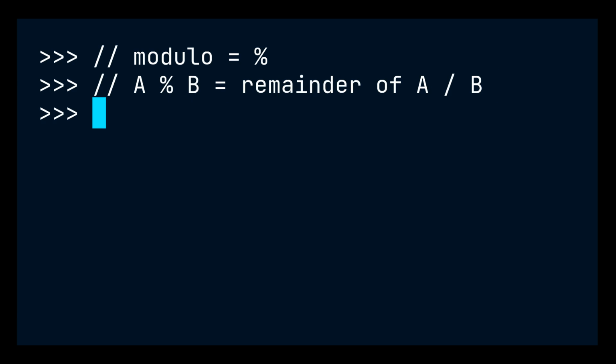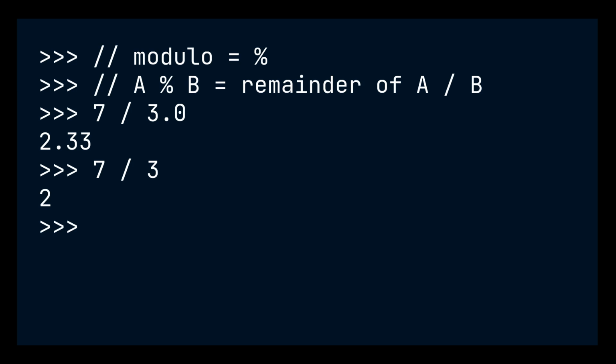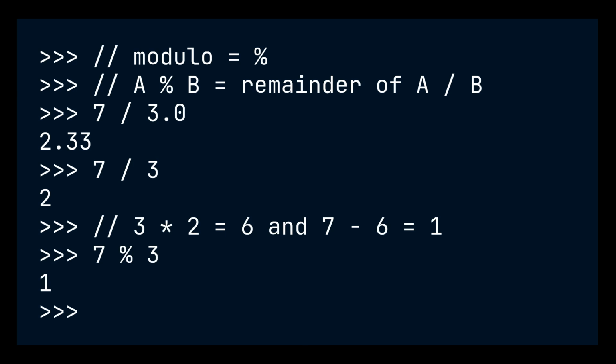For example, the regular division between 7 and 3 is 2.33. In C, this calculation needs to be done with at least one of the values being a float value. For example, 7 and 3.0. However, the integer division between 7 and 3, which in C can be calculated when both values are integers, is 2. This division leaves a remainder of 1, as 3 times 2 is 6, and 7 minus 6 is 1. So, 7 modulo 3 is 1.